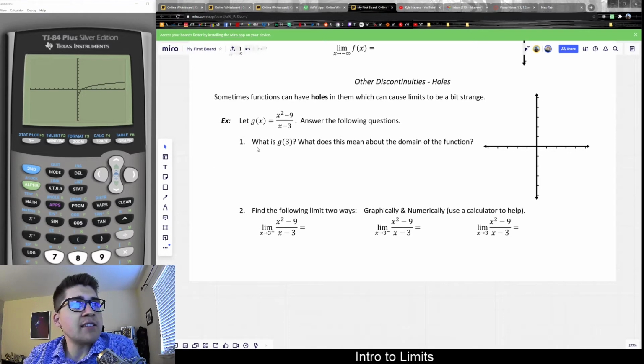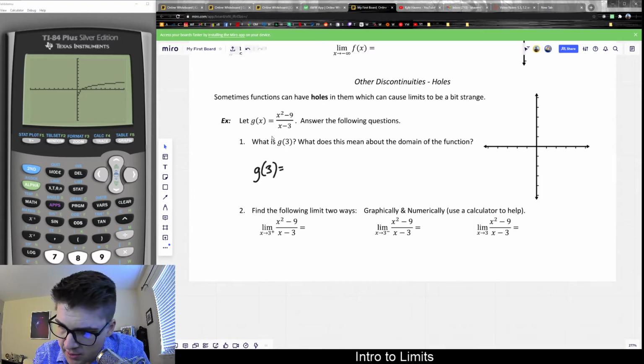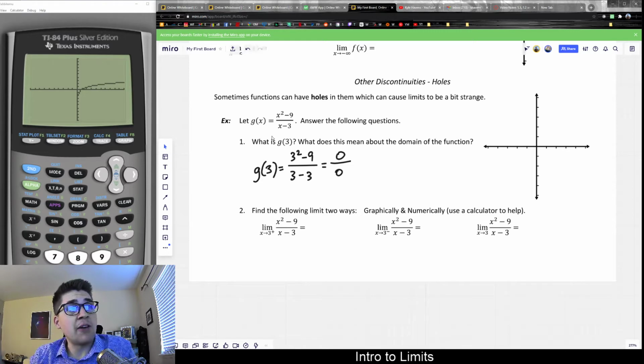It says, let g of x equal x squared minus 9 divided by x minus 3. Answer the following questions. So start off by saying, what is g of 3? What does this mean about the domain of the function? Let's just try plugging it in and see what happens. If we plug in 3, I would get 3 squared minus 9 divided by 3 minus 3. That's 9 minus 9 on top, which is 0, and 3 minus 3 on bottom, which is 0. And remember, 0 is allowed to be in the numerator of a fraction, but never in the denominator. So this is an undefined value.